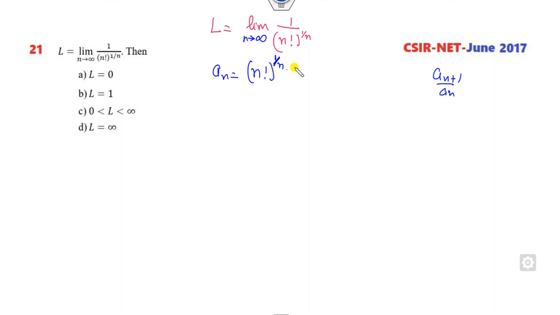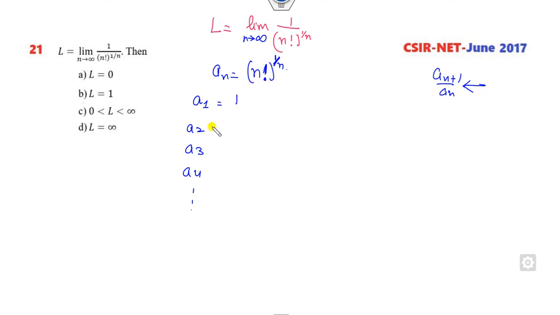But whenever such a question is given to you in the examination where you are unable to solve the limit with the help of simple tips, tricks, or the concepts which you studied in your master class, then what you can do is find the values of a1, a2, a3 and try to analyze the trend.